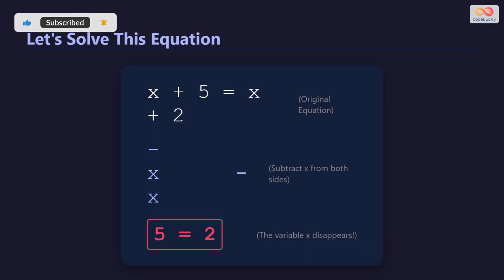Let's try to solve the equation x plus 5 equals x plus 2. To get x by itself, we might try to subtract x from both sides. But look what happens. The x on the left cancels out, and the x on the right cancels out too. We are left with just numbers. 5 equals 2.